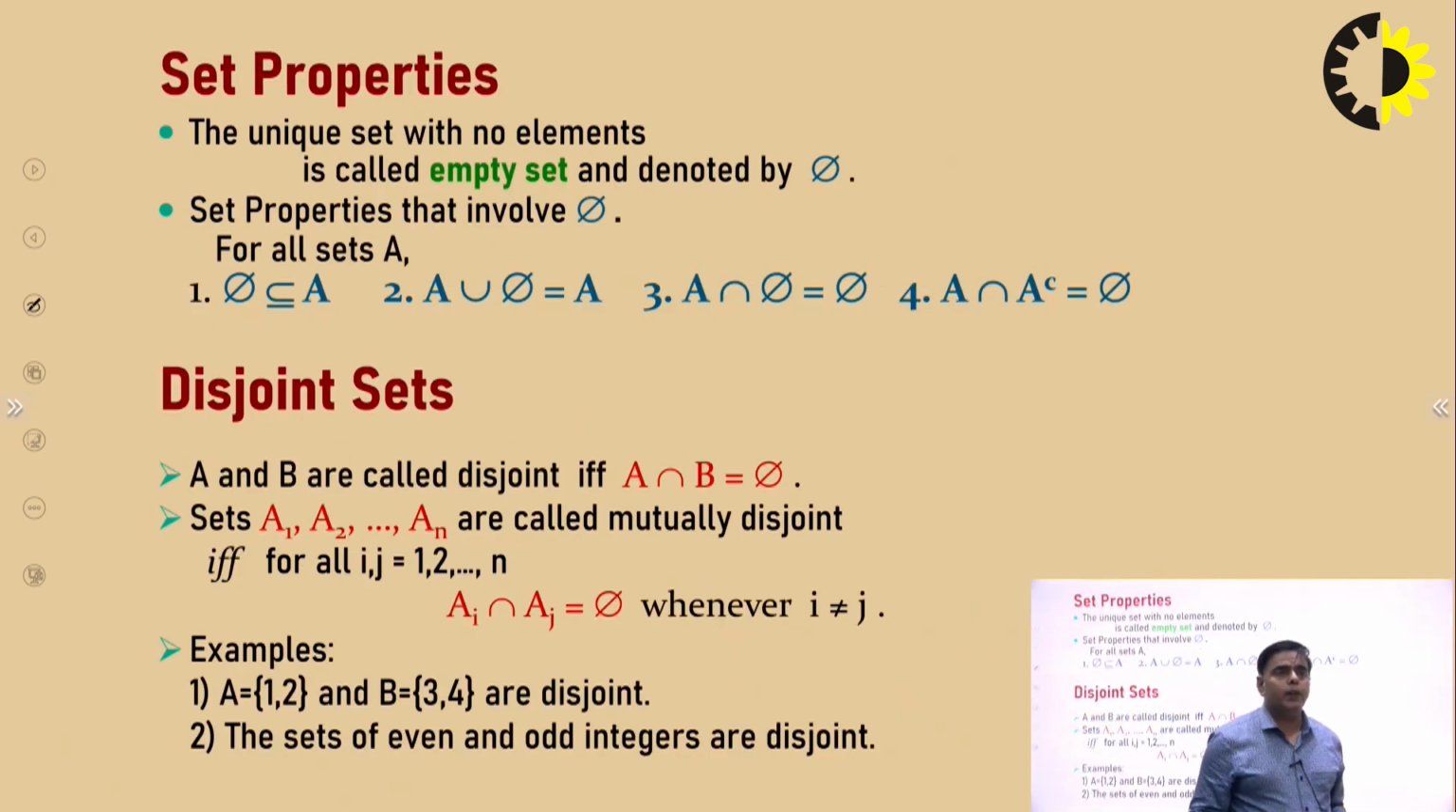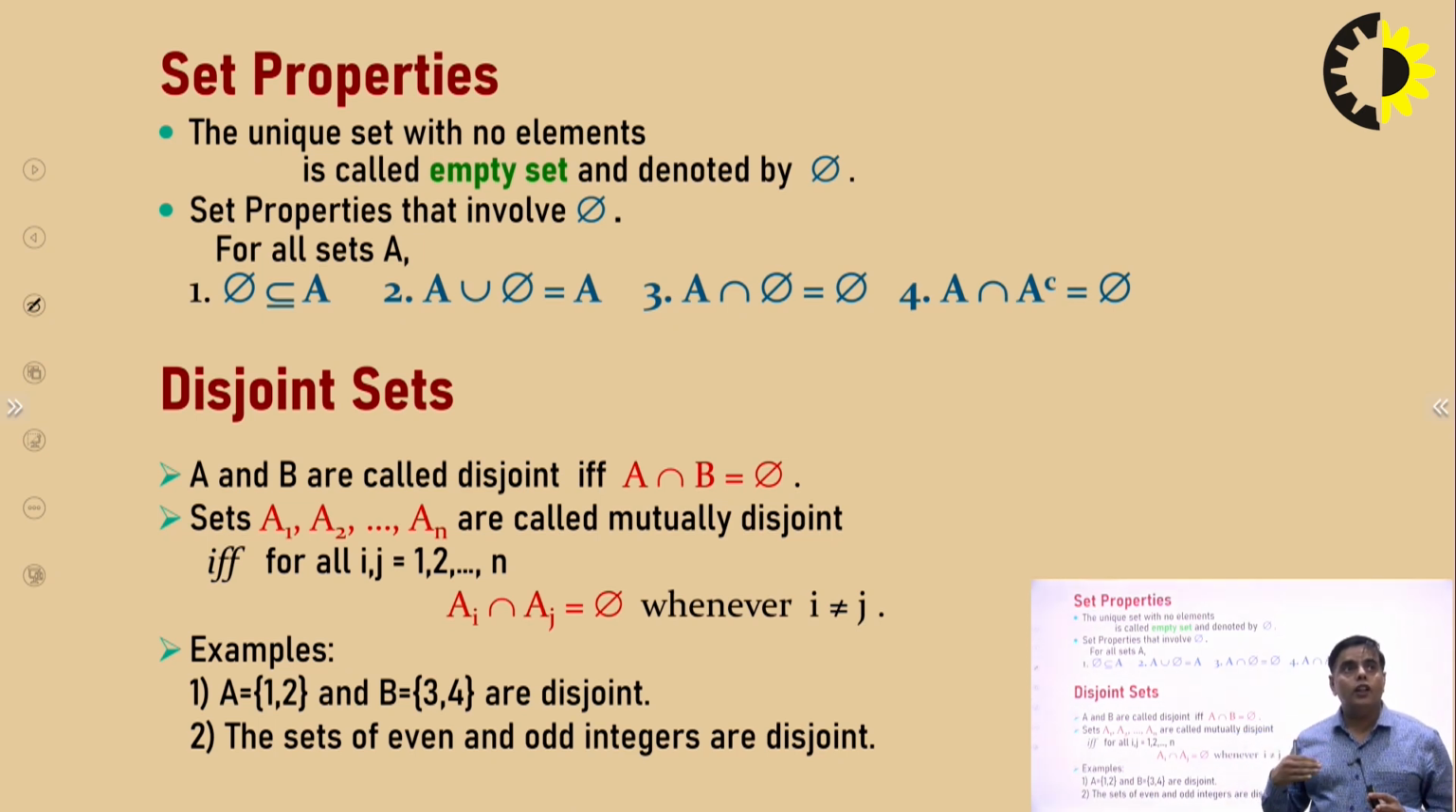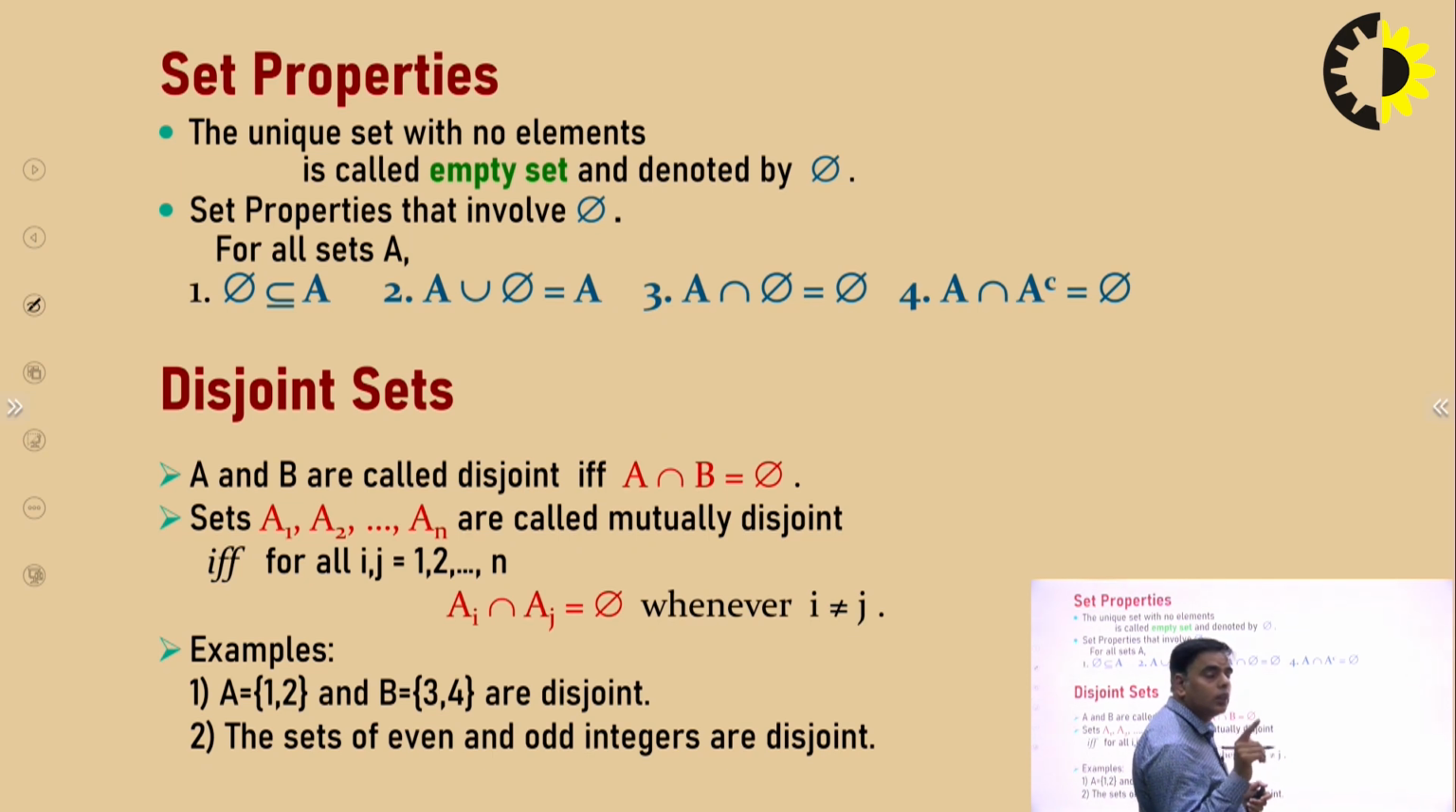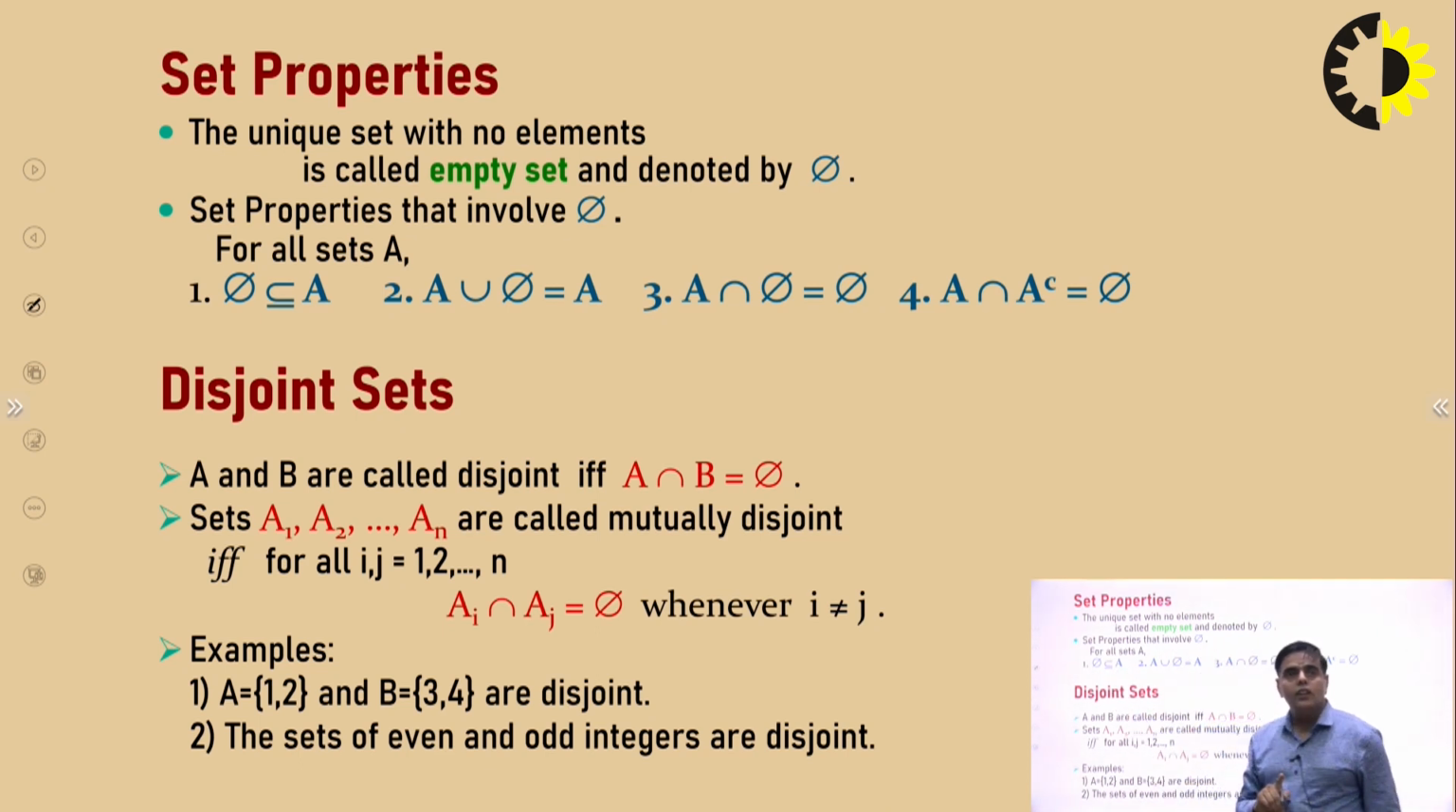Now, different types of set properties, especially some properties you can remember for the empty set. What is the empty set? If there is no element in the set, then it is called the empty set, and it is represented by phi. I have told you in the power set definition that phi is always a subset of A. There always exists a phi for each and every set.